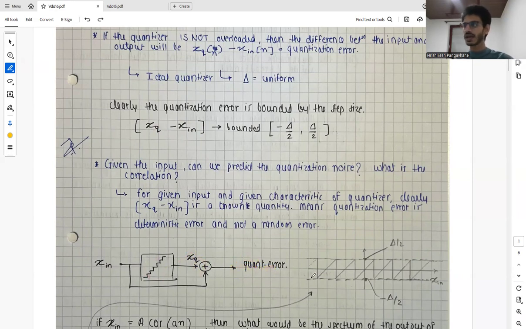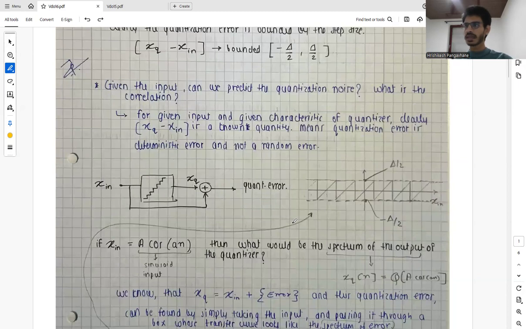And how will the spectrum of the error look? The error will go on increasing, and as the transition occurs, it will again start with the next step. Again, it will go on increasing. Again, that step will change, so we again have a transition. So it is like a sawtooth waveform, which is bounded by delta by 2 and minus delta by 2, where delta is the step size.